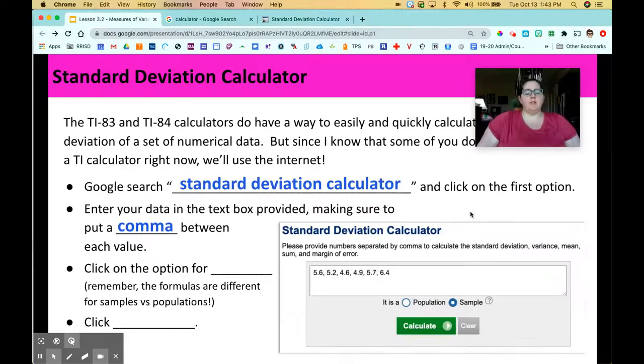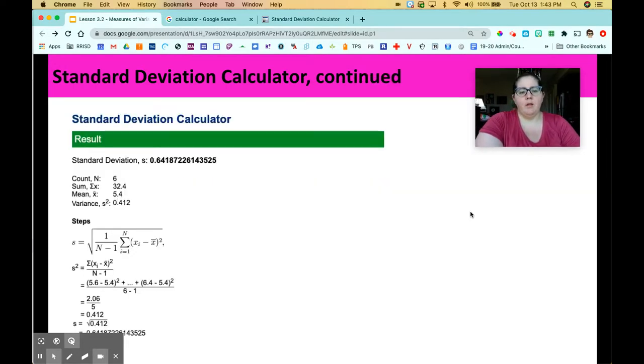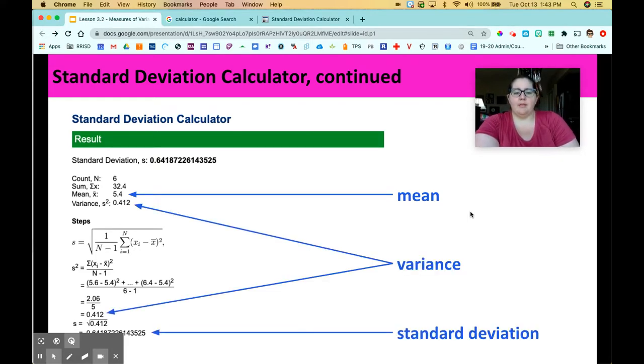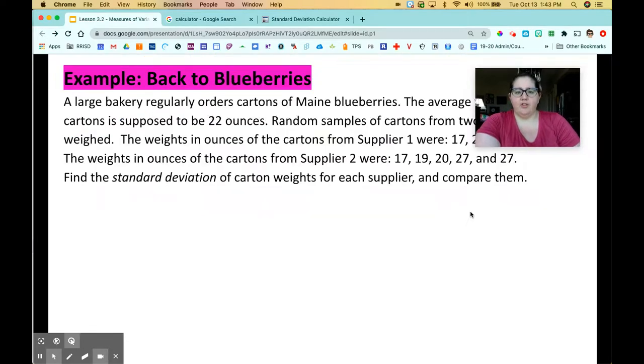So again, you're using standard deviation calculator, using the first option, put your data in the text box provided, putting a comma between each option, click on sample, and then click calculate. Then it'll give you that result. It'll tell you what your mean is as well. It tells you your variance in a couple different places, and then it tells you your standard deviation.